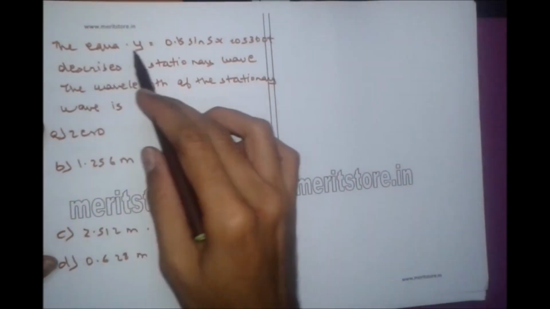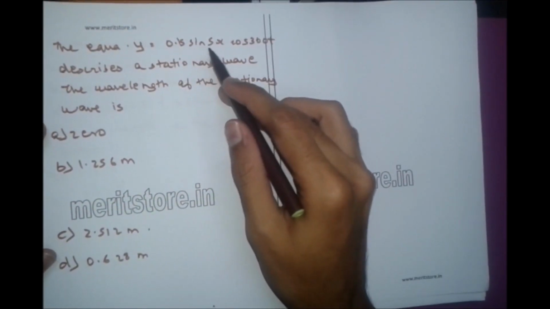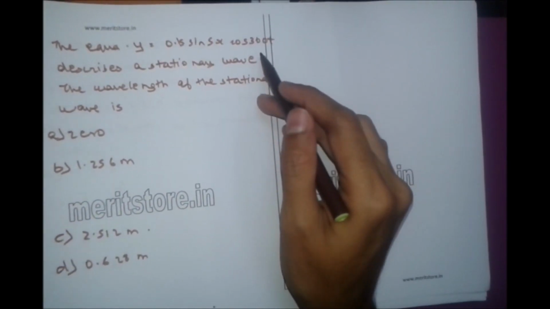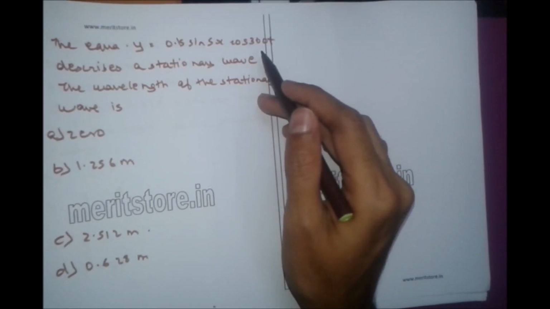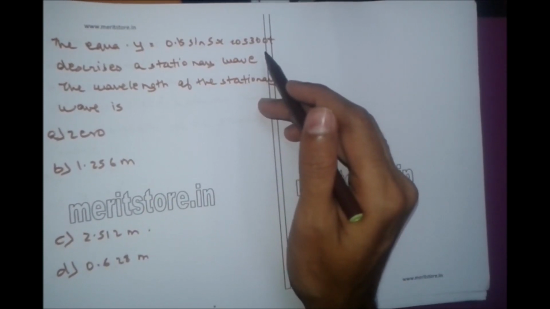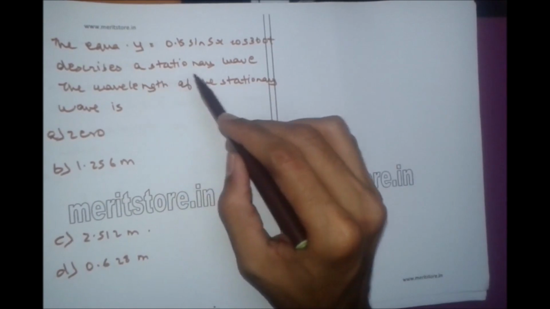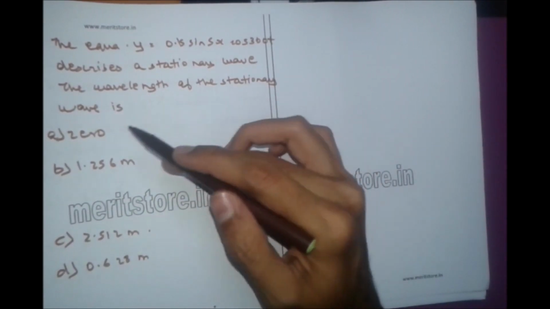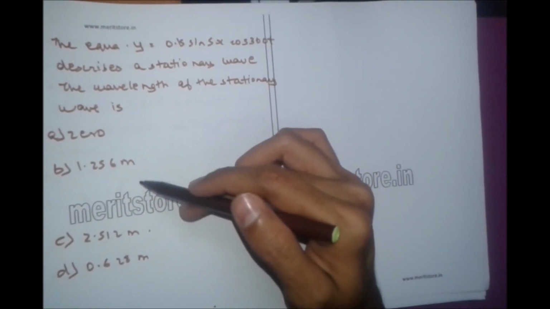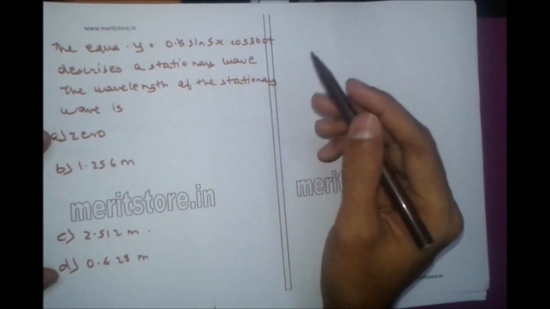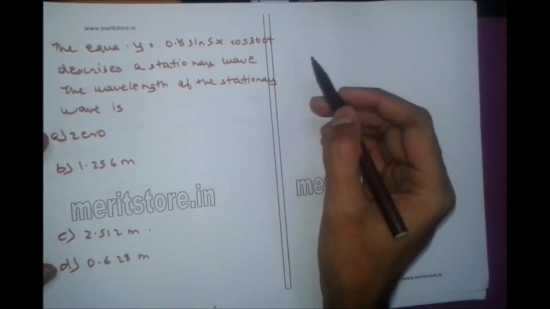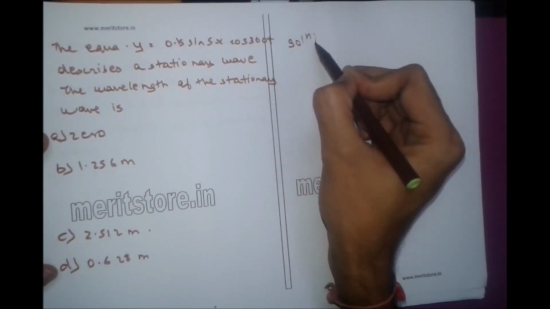Now the equation y equals 0.15 sin 5x cos 300t describes a stationary wave. So the wavelength of the stationary wave is 1.256 centimeters, 2.512 meters, or 0.628 meters. Basically we need to find the wavelength. So we compare the equation.